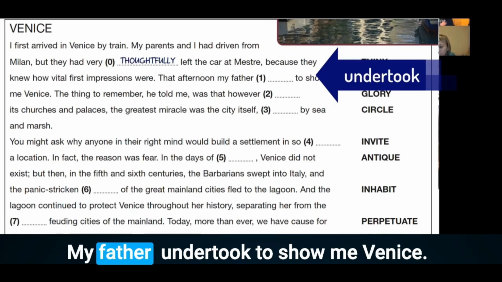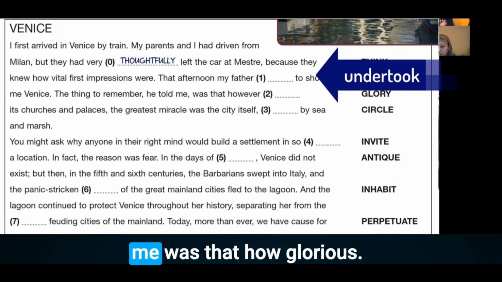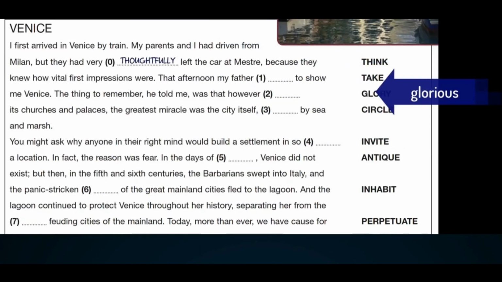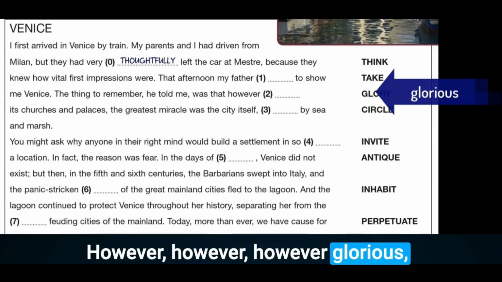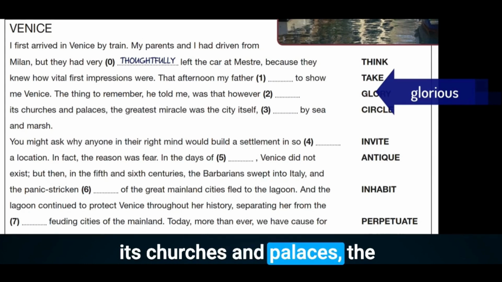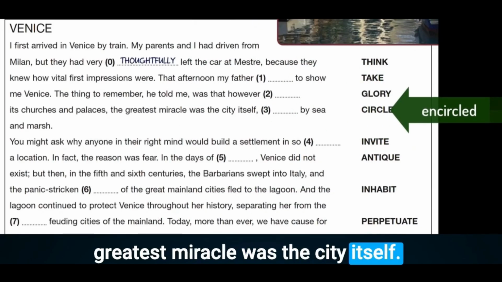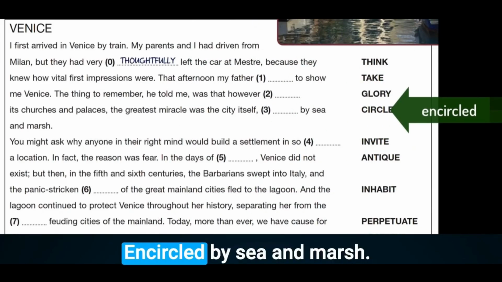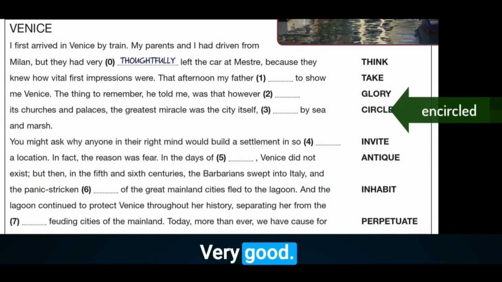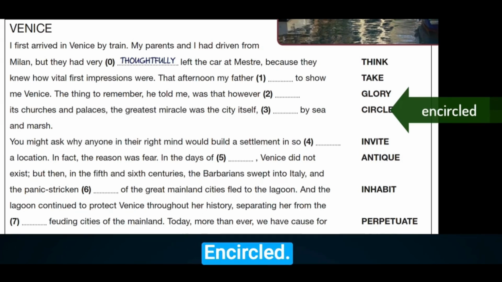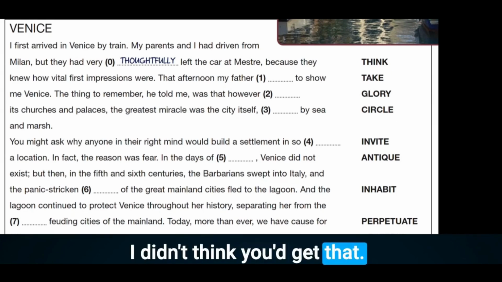My father undertook to show me Venice. The thing to remember, he told me, was that however glorious its churches and palaces, the greatest miracle was the city itself, encircled by sea and marsh. Excellent, very good. So glorious and encircled. Yeah, good. Encircled, great. I didn't think you'd get that.